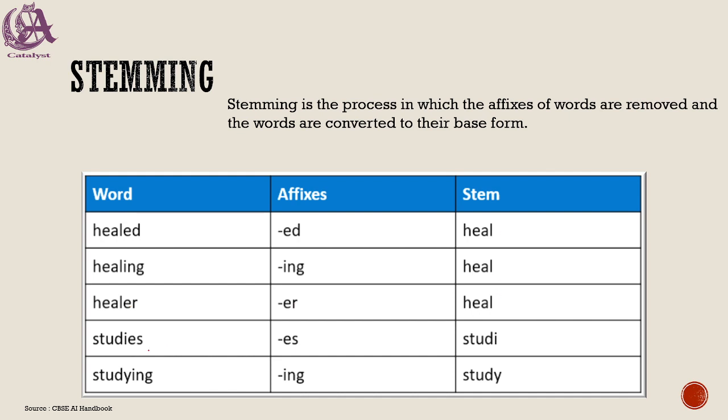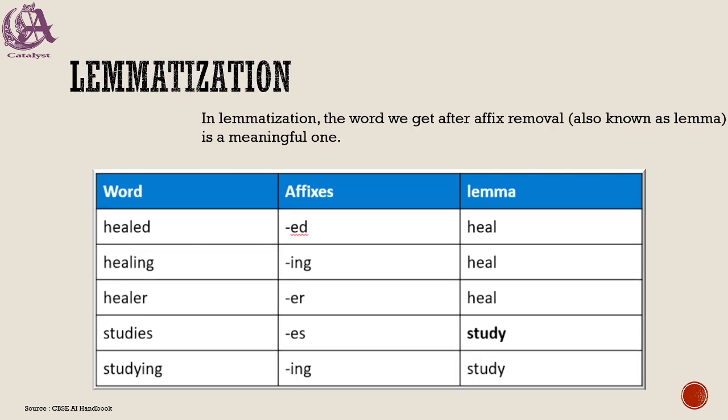But if you see studies, when we remove the es, we get a word which doesn't hold a meaning in the English dictionary. So to come out of this particular problem, the process of lemmatization is followed. In lemmatization also the same thing is happening. The affix is removed, but it gives a meaningful word after it. For example, with the same word, the y has been added and it has been made study.